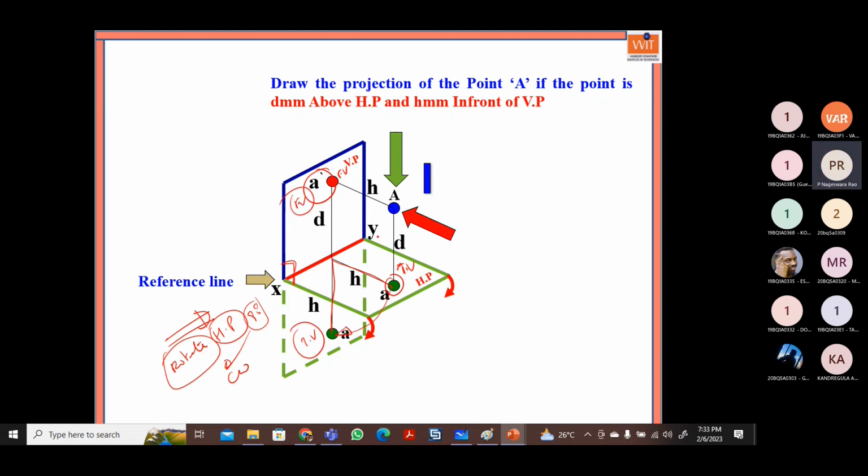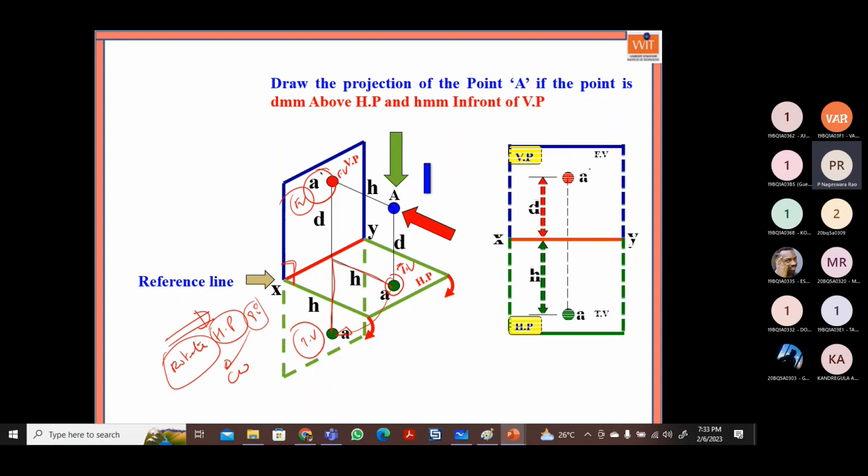We can observe what happened after rotation. It becomes a plain paper, so that I can draw the images separately. This is the front view image, and this is the image in the top view. In which quadrant have we taken the object now? The object is taken in the first angle projection, that is, the first quadrant.